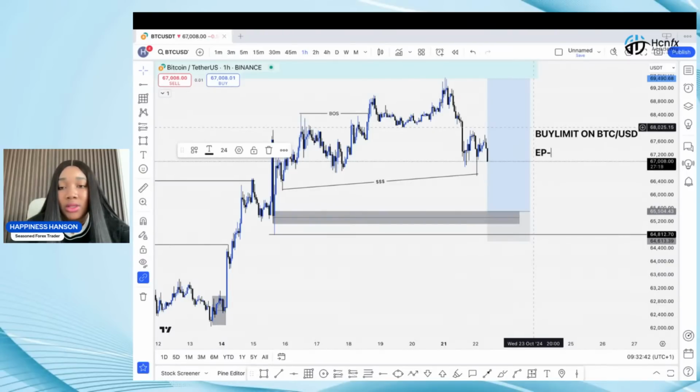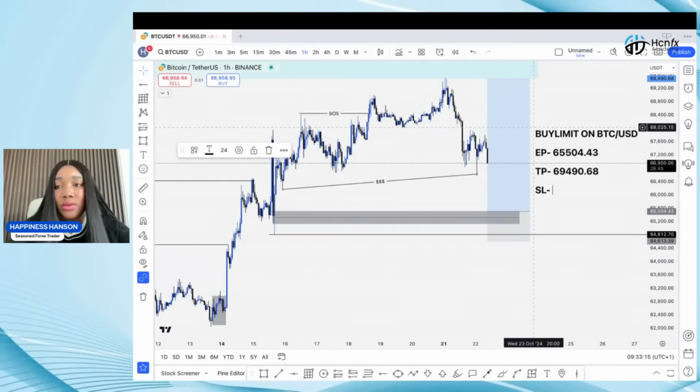Entry price will be 65504.43, and then take profit is at 69490.68. SL is at 64613.39.